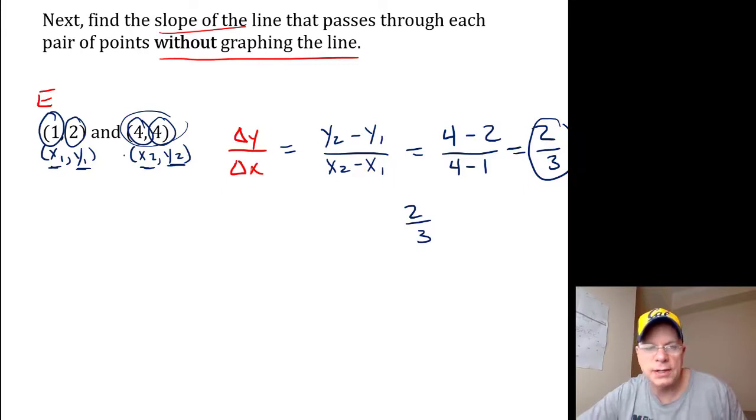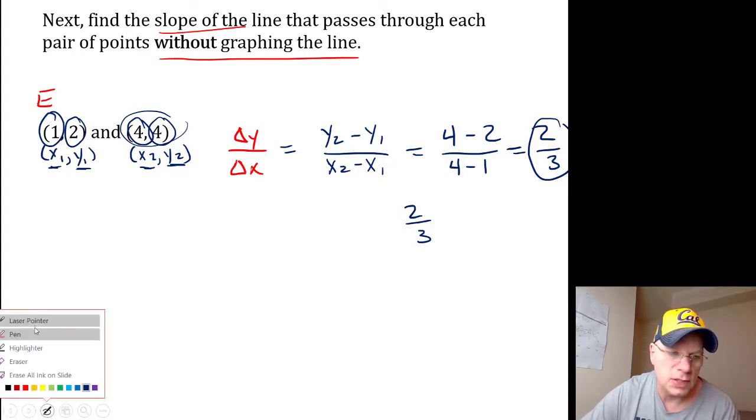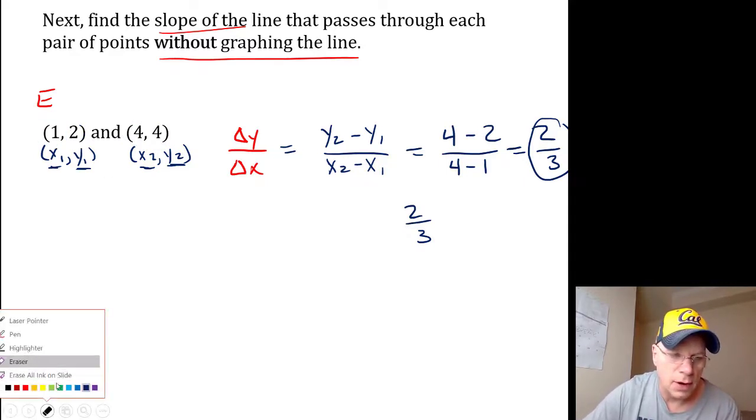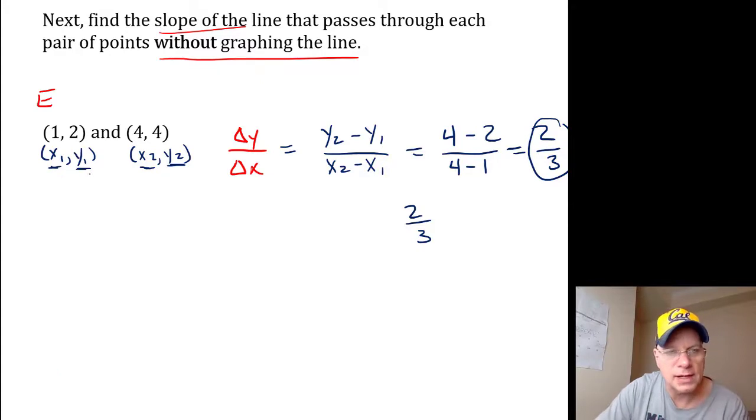But I just want you to see, not only do I want you to see, but very often you'll want to be able to calculate the slope of 2 points without even drawing the line. And so you see that we can do it without even having the line, as long as we have the ordered pairs.